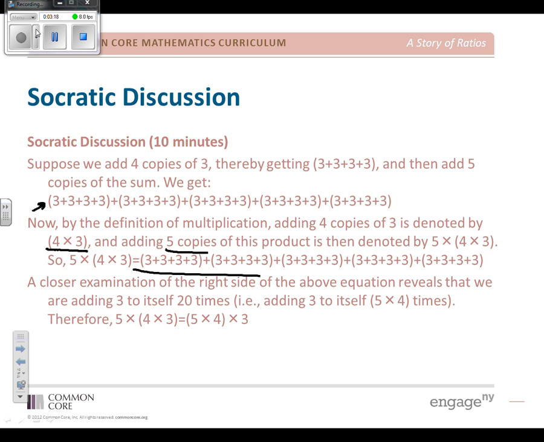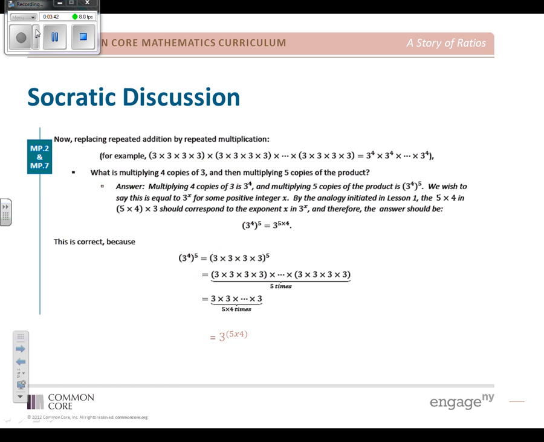A closer examination of the right side of the above equation reveals that we are adding 3 to itself 20 times, i.e. adding 3 to itself 5 times 4 times. Therefore, 5 times the quantity 4 times 3 is equal to the quantity 5 times 4 multiplied by 3. A beautiful illustration of the associative property, or commutative property, if you will.